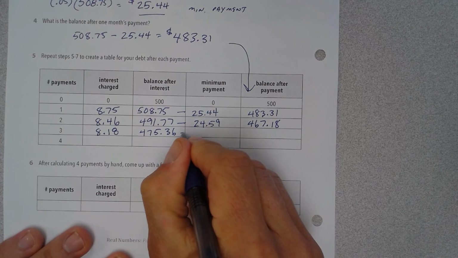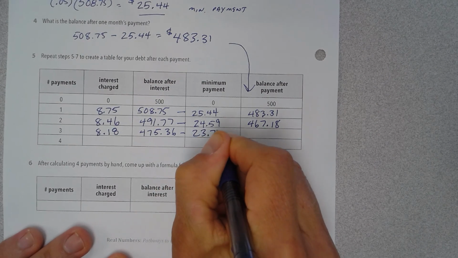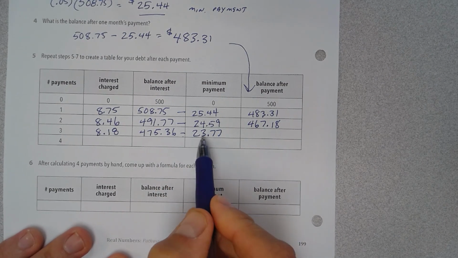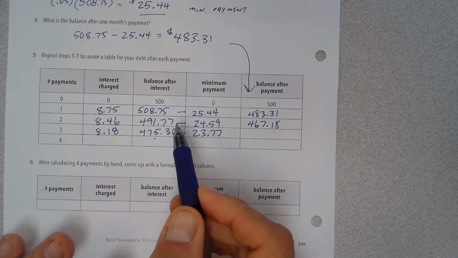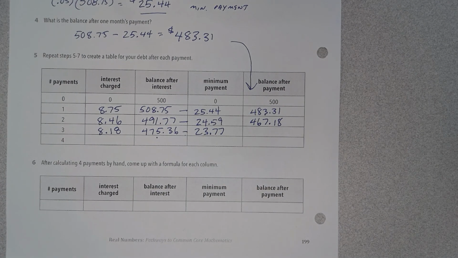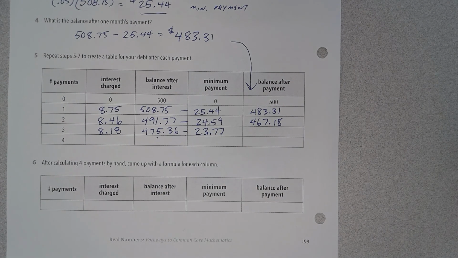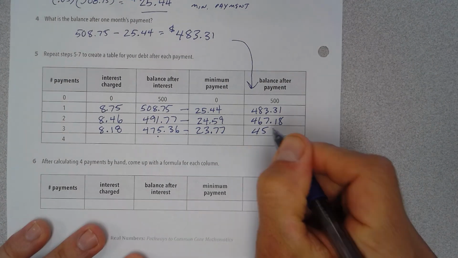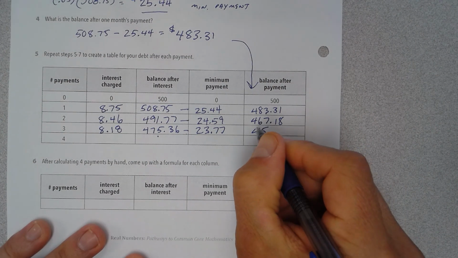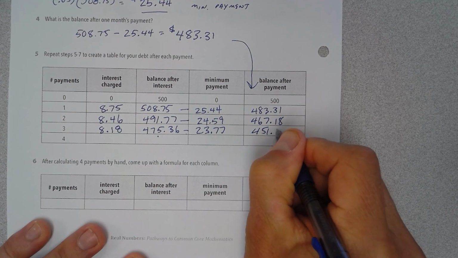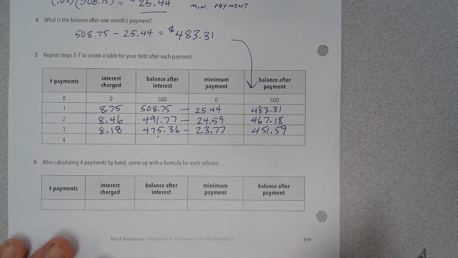so $23.77, and I'm writing this little subtraction sign because the minimum payment knocks down the balance. So we're going to take 475.36 minus 23.77. Our new balance after month 3, 451.59. Okay, last one.